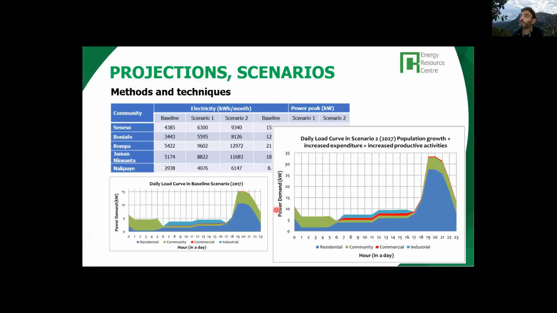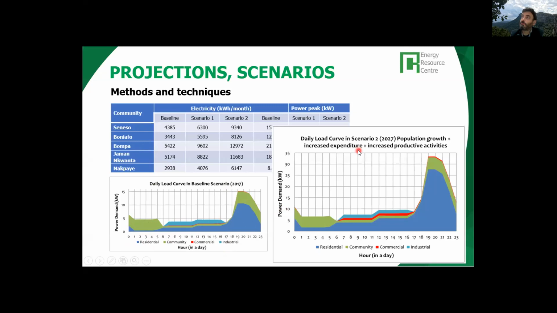In this case, we ran a baseline scenario that would be the demand. This is a community in Ghana, Seneso community, that had about 60 households, more or less. You can see in the daily load the different types of consumption we were projecting: residential, community loads, commercial, very, very little commercial activity, and some industrial activity, small workshops. This was the baseline projection.